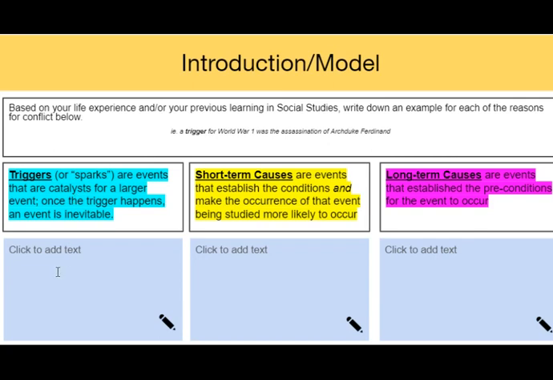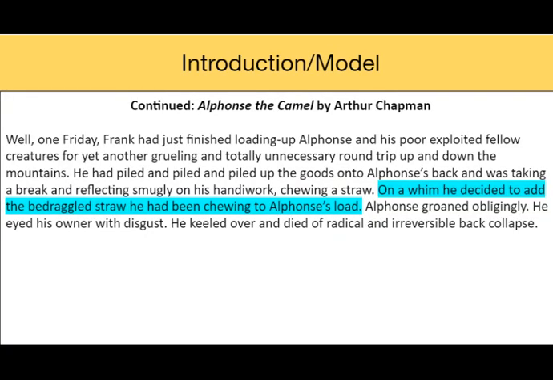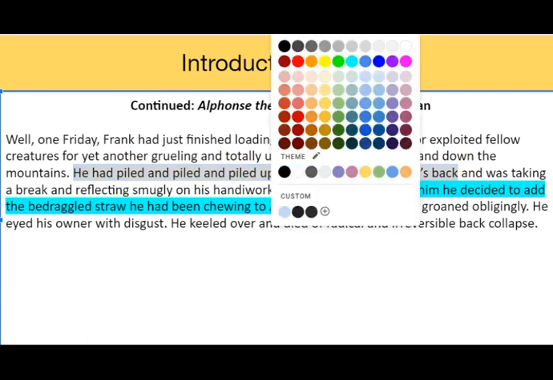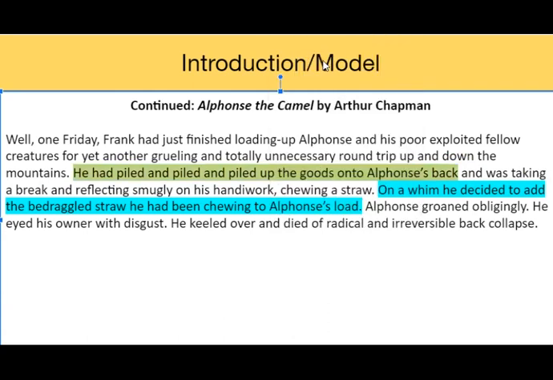Now let's go back here in reference. I need the short-term causes. What made it happen right before? Well, it says he piled and piled and piled up the goods on Alphonse's back. Okay, he just put on way too much as usual. The fact that he looked at Alphonse smugly, that may have insulted him. I don't know if I would put that as a short-term cause, but short-term, he's yellow. He piled and piled it on too.